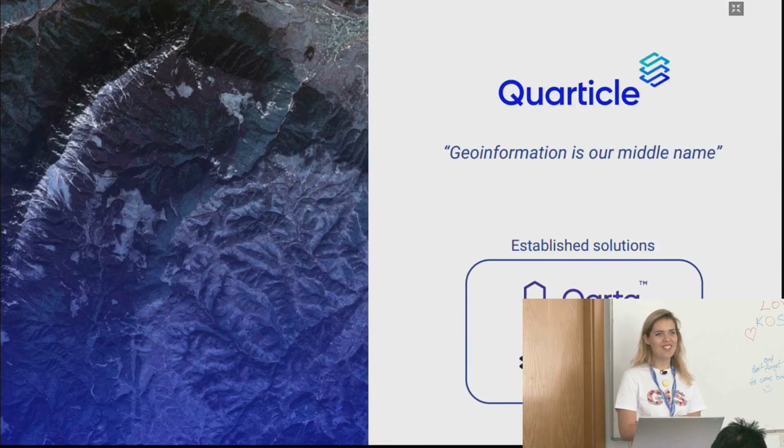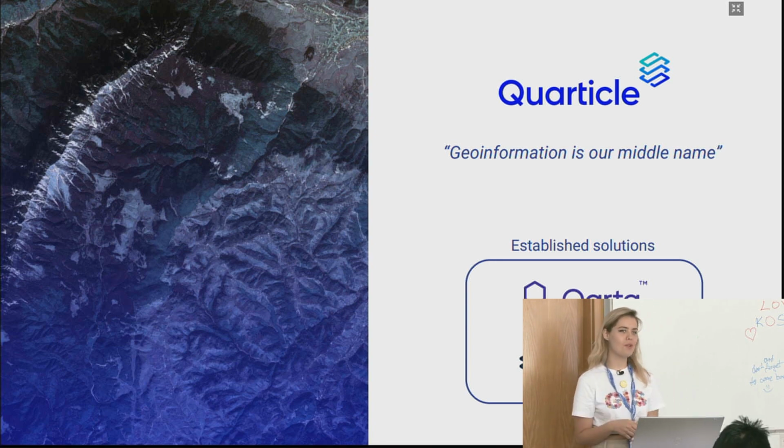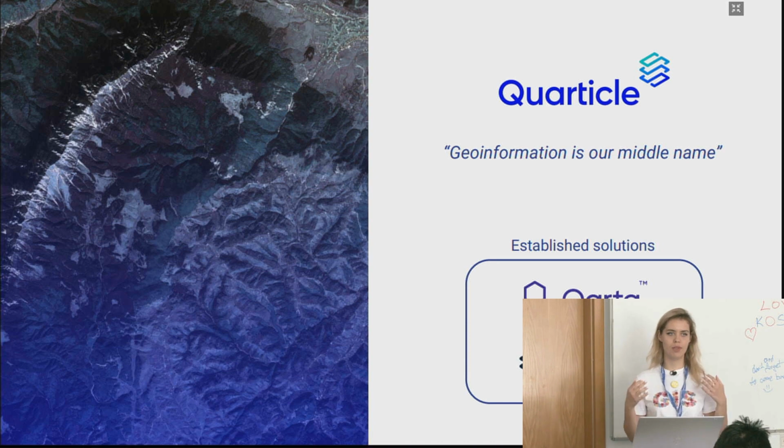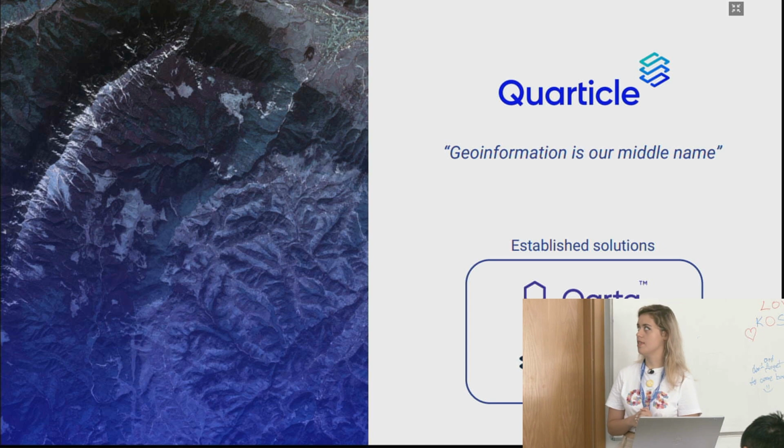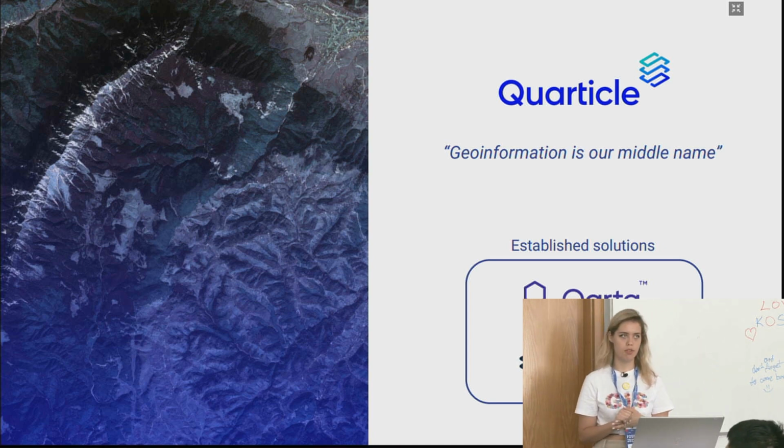We are Cortical, and our motto is geoinformation is our middle name. So we constantly try to develop new products that help businesses manage their geospatial data. We already have two established solutions. We have Carta and Graph.